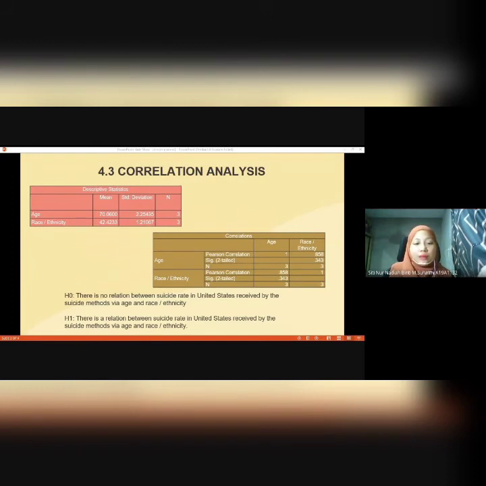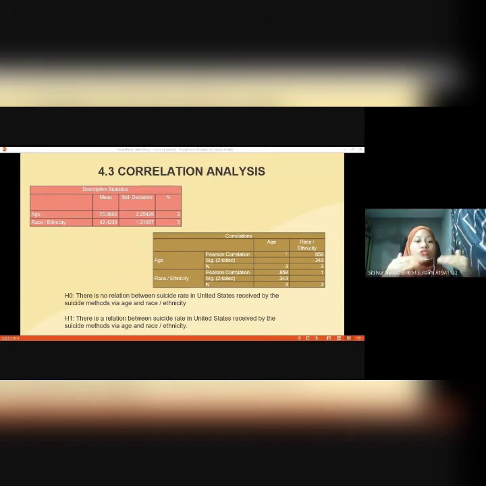As for the second table, which is the correlations, based on this table, this means there is a solid interaction between the two variables. This also implies that changes in one variable are closely associated with changes in the second variable. You can see here the H null. We have the H null as there is no relation between suicide rate in the United States by suicide methods via age and race or ethnicity. Basically, the H1 is the contradiction of the H null.